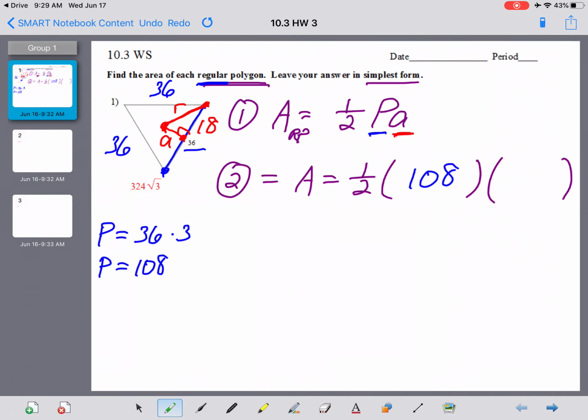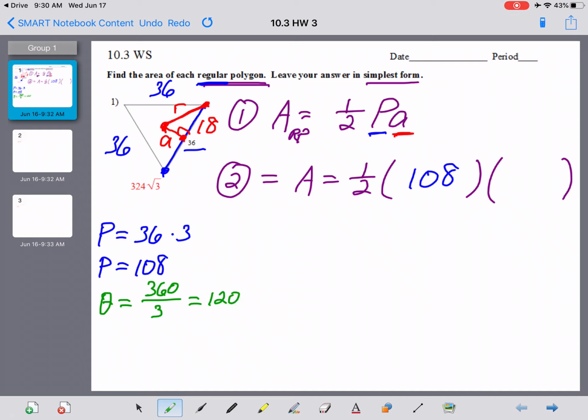We need to know what kind of triangle that is. So the way we do it is we need to find the measure of a central angle, which we call theta. That is always going to be 360 degrees divided by the number of sides you're dealing with in your polygon. This is a triangle, so it's 3 sides. And 360 divided by 3 is going to be 120.